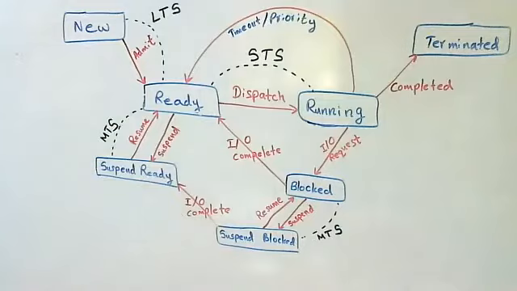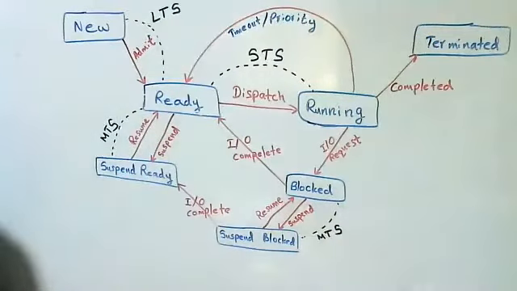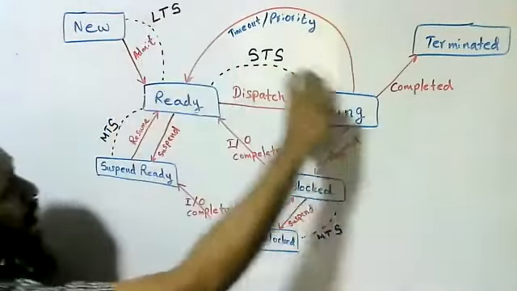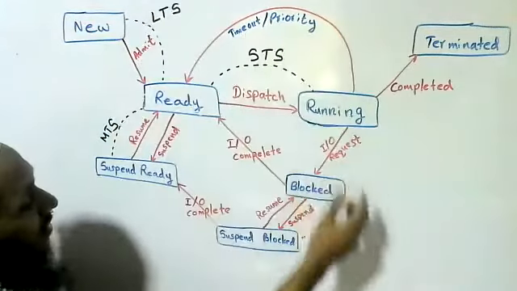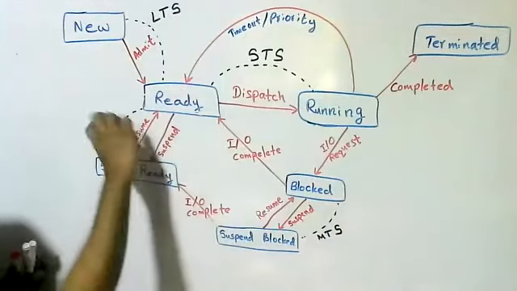These three are the schedulers working in the 7-state process transition diagram, students. From when a process starts its execution until its termination, three kinds of schedulers work in these places. New to ready, long-term scheduler. Ready to running, short-term scheduler. Blocked to suspend blocked, or ready to suspend ready, mid-term scheduler.